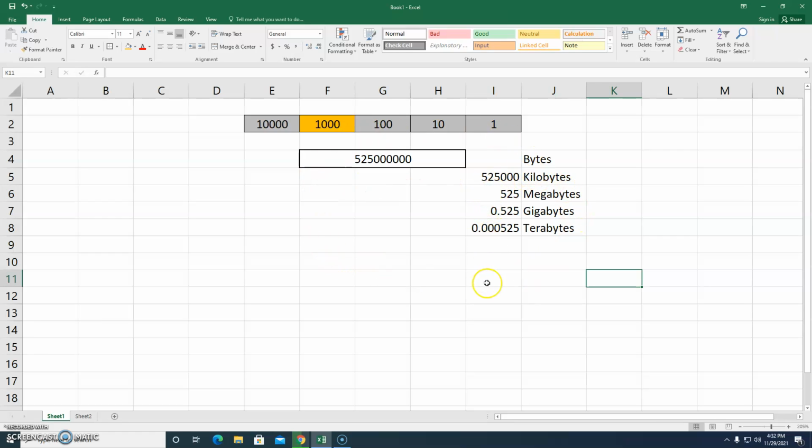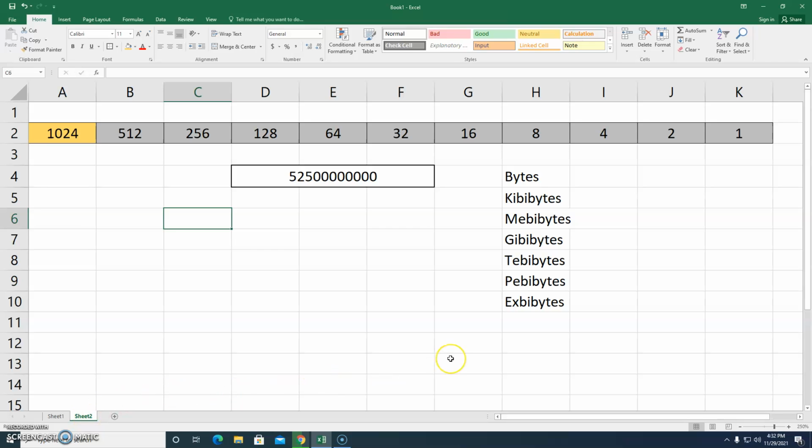Now this is when we are using the metric number system, the decimal system, when we're working with file size. But computer scientists and people who design things like hard drives like to use the binary number system. So if we take the same number but use the binary number system, we're no longer going to divide by 1,000. We're going to divide by 1,024. Because we're going to get a different answer, we really need to give the unit a different name.